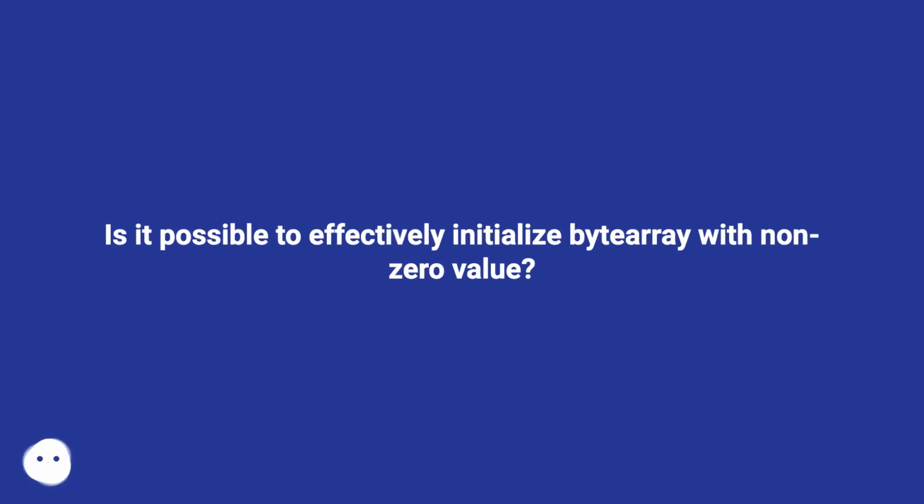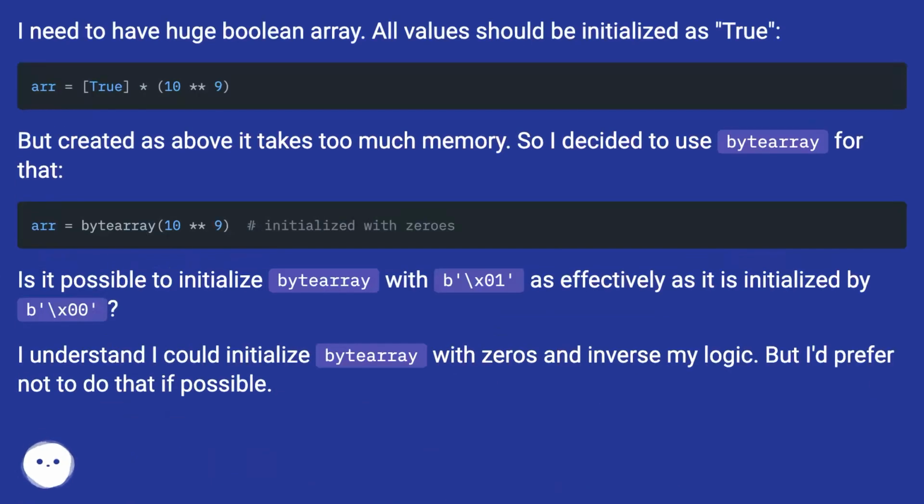Is it possible to effectively initialize a byte array with a non-zero value? I need to have a huge Boolean array. All values should be initialized as true. But created as above, it takes too much memory. So I decided to use a byte array for that.